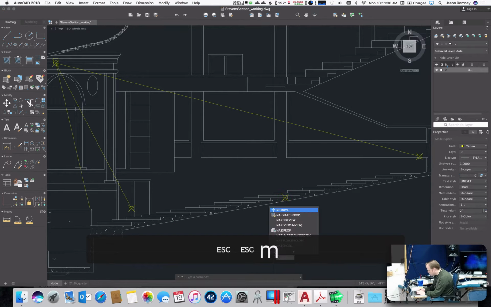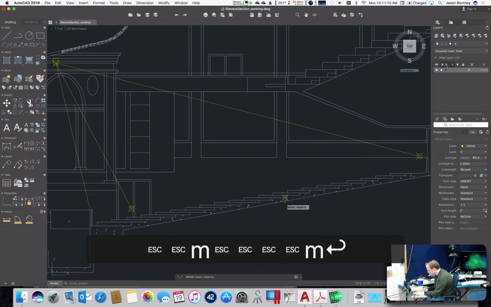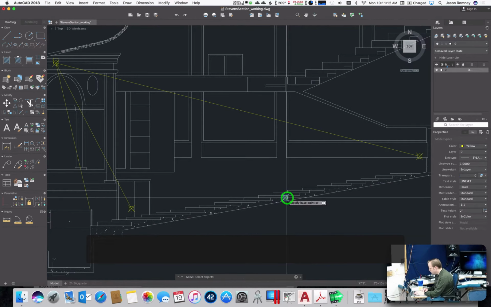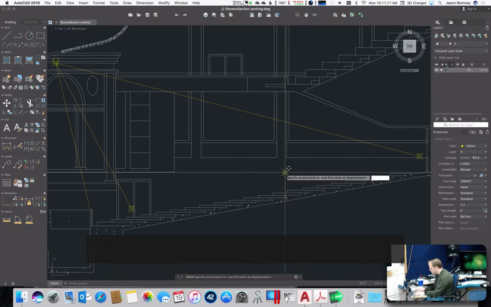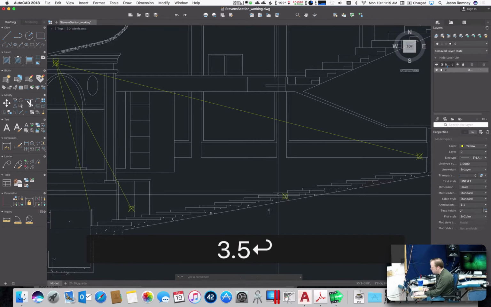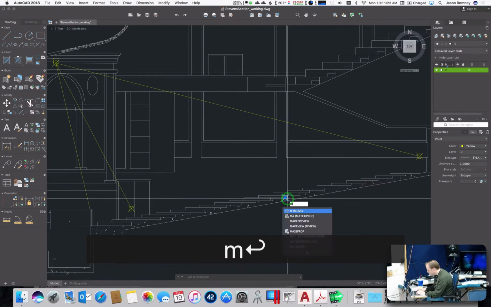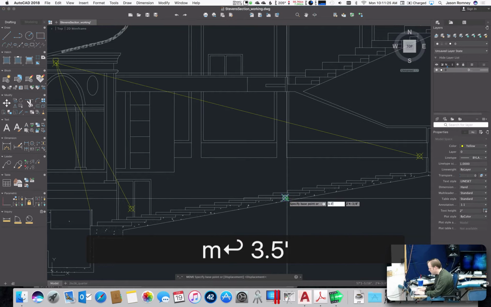Okay, so I'll just drop a little point here. Oops, stop. Let's try that and see what happens. So I'm going to put this here, 3.5 feet up. Oops, not 3.5 inches. 3.5 feet up.